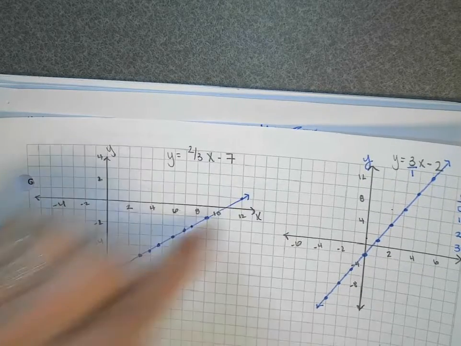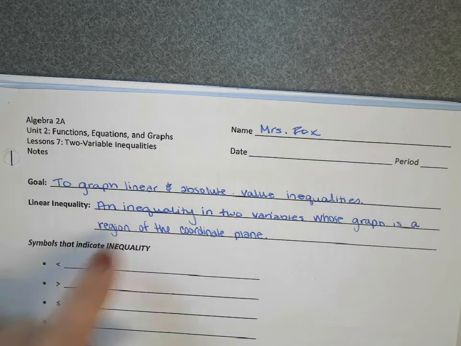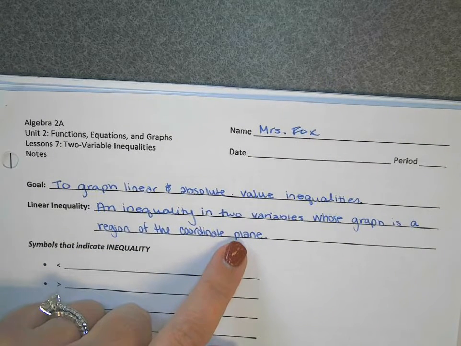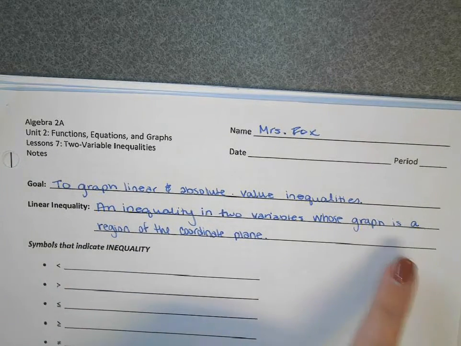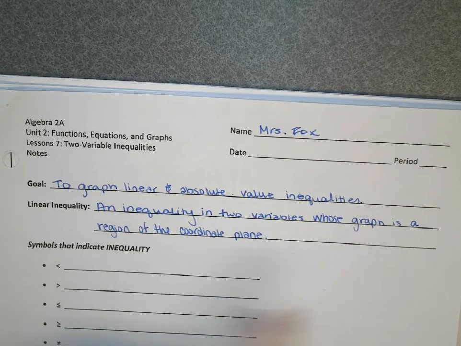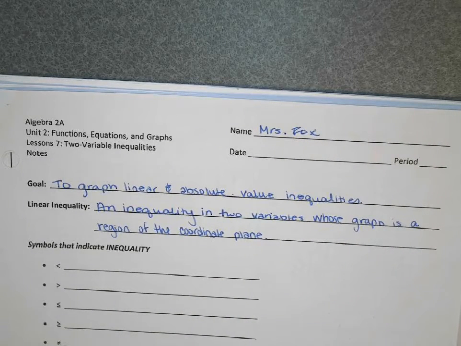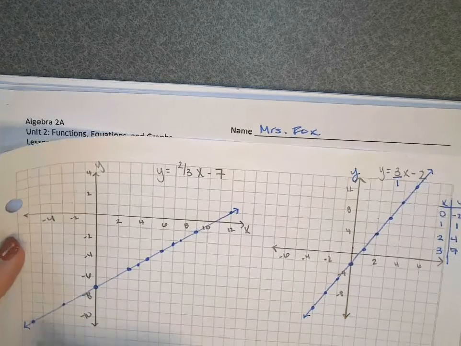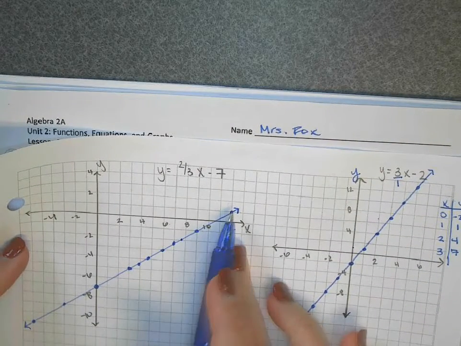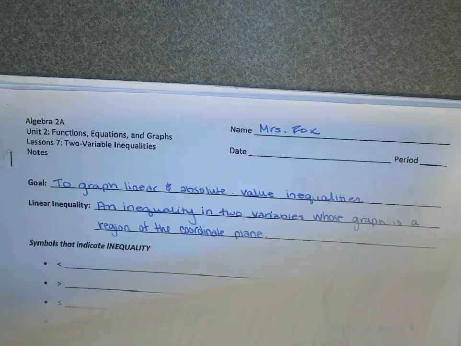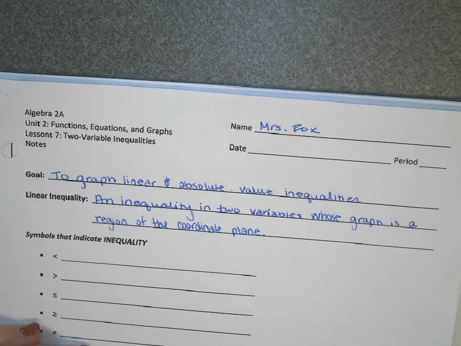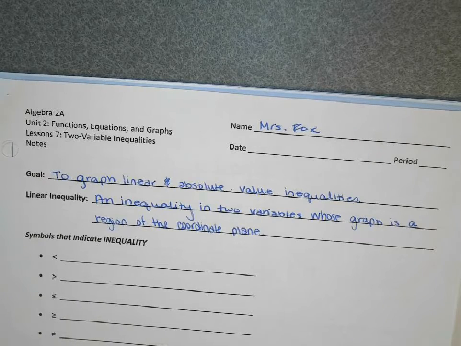When we move to an inequality, specifically a linear inequality, it is still going to be made up of a linear equation. However, an inequality in two variables has a graph, and its graph is a region of the coordinate plane. So when we graph an inequality, your solution is actually a region of the coordinate plane. It might include the line, it might not, and the area underneath, it's an entire region. Okay, so that's what a linear inequality is, or an absolute value inequality.